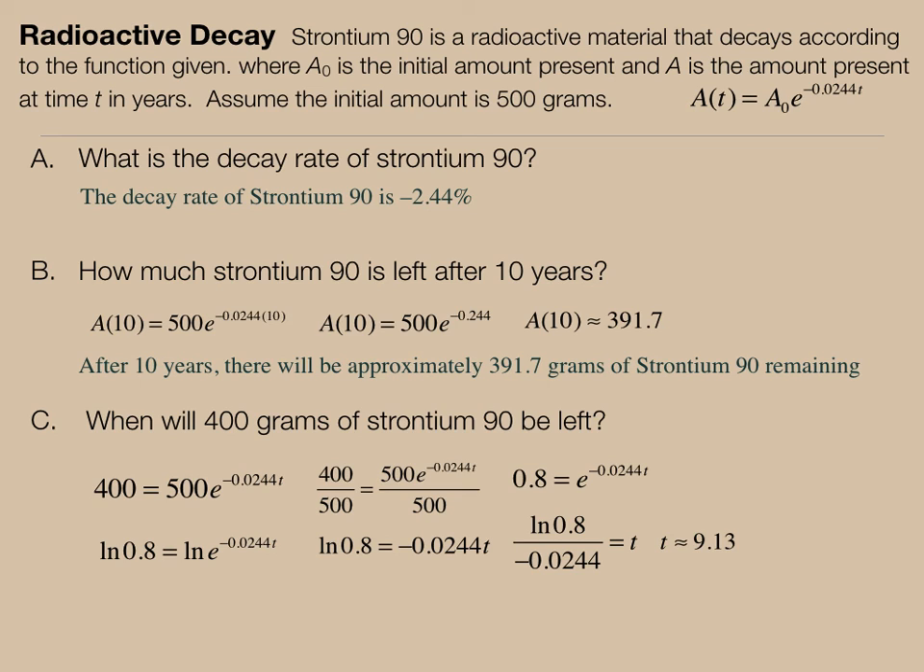Does this make sense in terms of my context? Well, it should make sense because part B said that after 10 years, there's 391 grams remaining. Part C is saying after about 9 years, there's 400 grams remaining. That does make sense. So we're going to write down our answer. 400 grams of strontium-90 will be left in about 9.13 years.